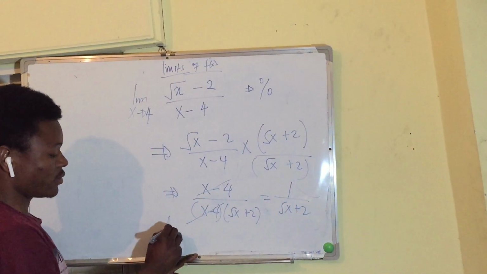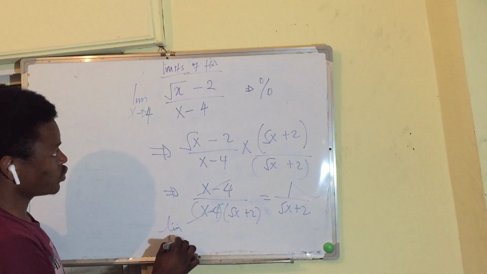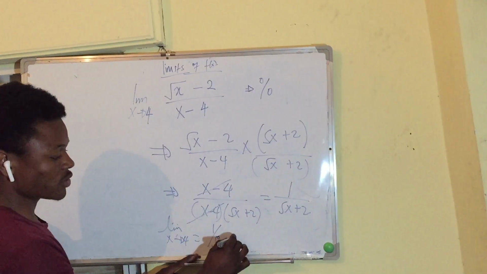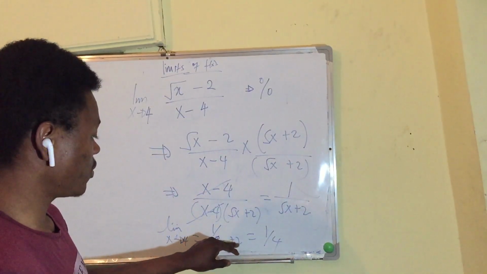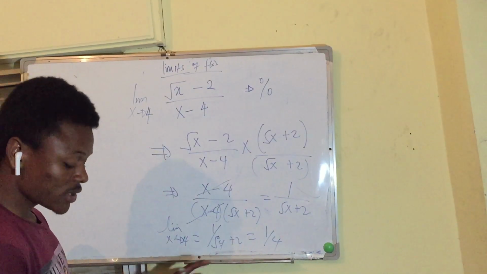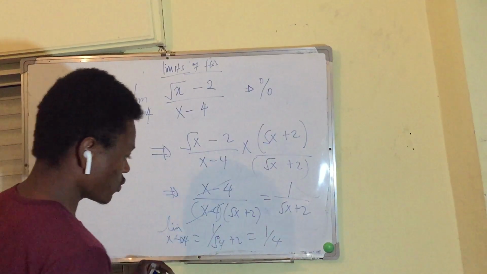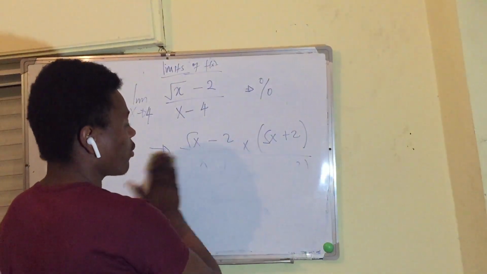So now we can apply the limit as x approaches 4: 1 all over root of 4 plus 2, which is 1 all over 4, because root of 4 is 2, 2 plus 2 is 4. So this limit exists and it is equal to 1 all over 4.